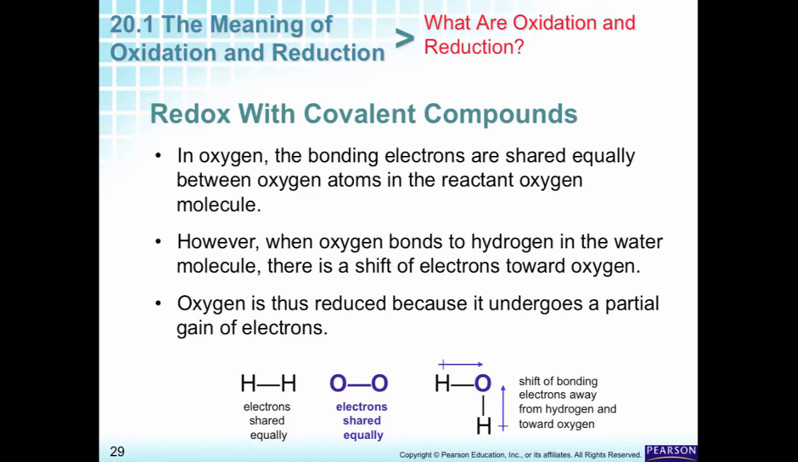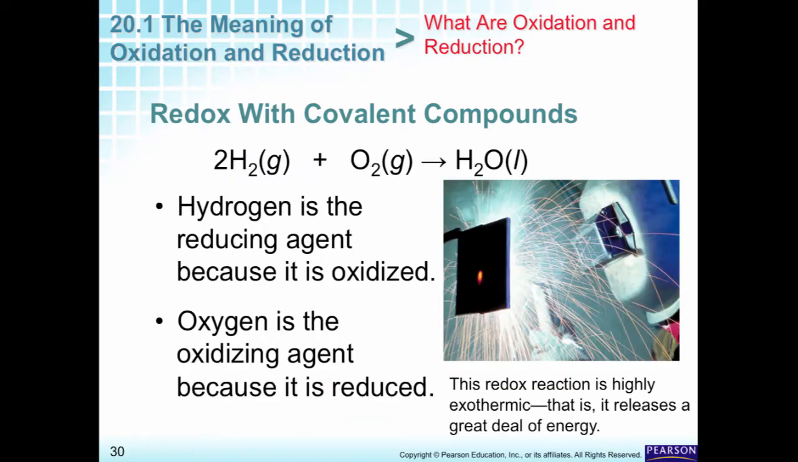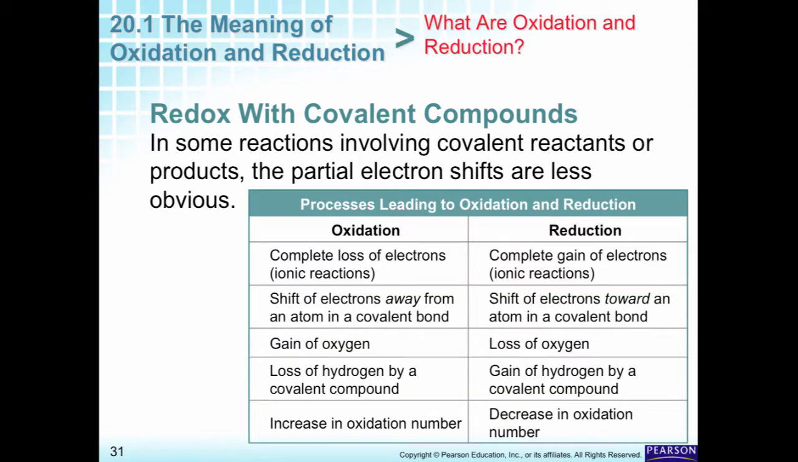This is giving you the theory behind what we're going to talk about. Since we have those polar molecules, it's shifting the electrons towards the oxygen because it's more electronegative. So oxygen is going to gain electrons, and hydrogen is going to lose the electrons. So hydrogen is being oxidized. This goes back to the original definition, and oxygen is the oxidizing agent. But we can also just treat it like an ionic equation and get the same idea. So what happens in covalent compounds?